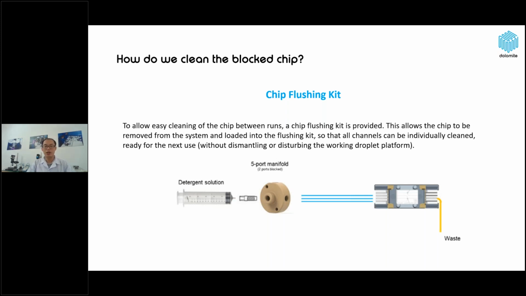Here I would like to introduce one very useful kit that can be used for chip flushing or resolving a blockage. It allows easy cleaning between runs. The chip can be removed from the system and loaded into the flushing kit, so all the channels can be individually cleaned and ready for the next use without dismantling or disturbing the work of the platform.